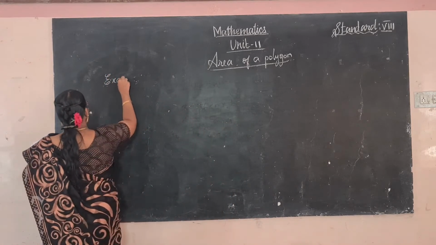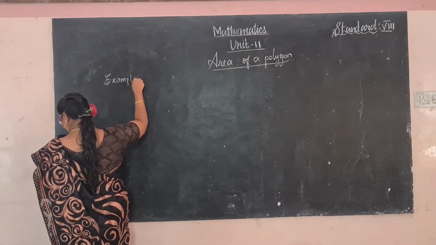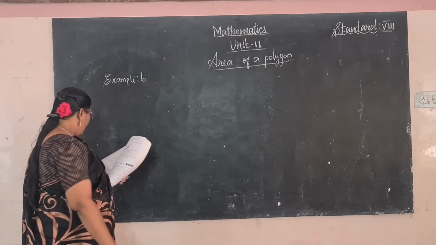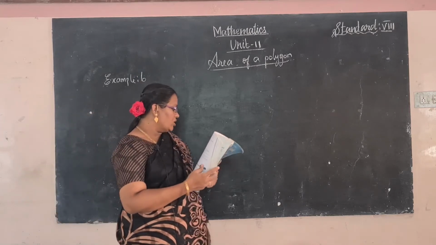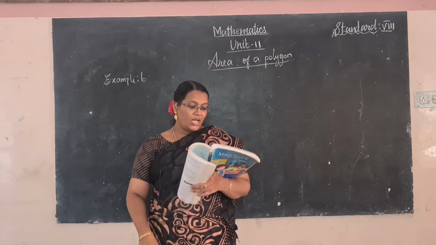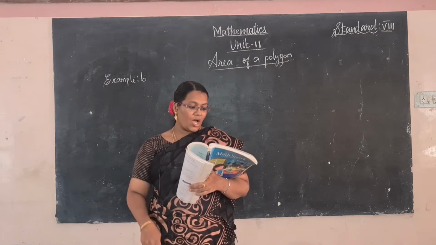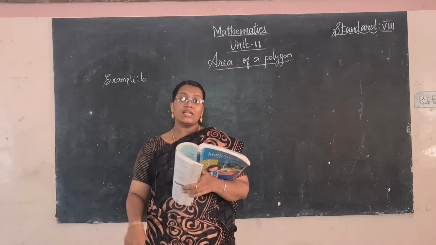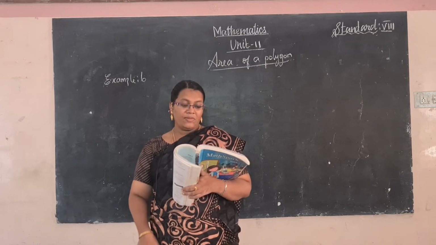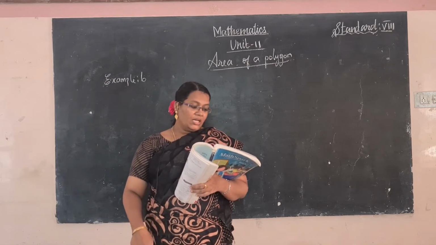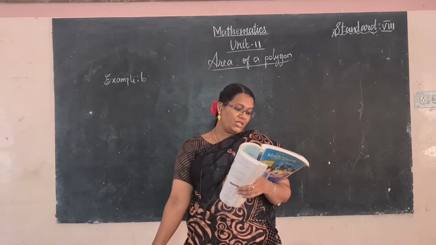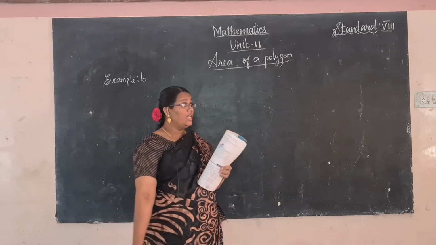So example 6. Find the area of the trapezium whose parallel sides are 25 cm and 13 cm and non-parallel sides are equal, each being 10 cm. So non-parallel sides are equal means the given trapezium is an isosceles trapezium.